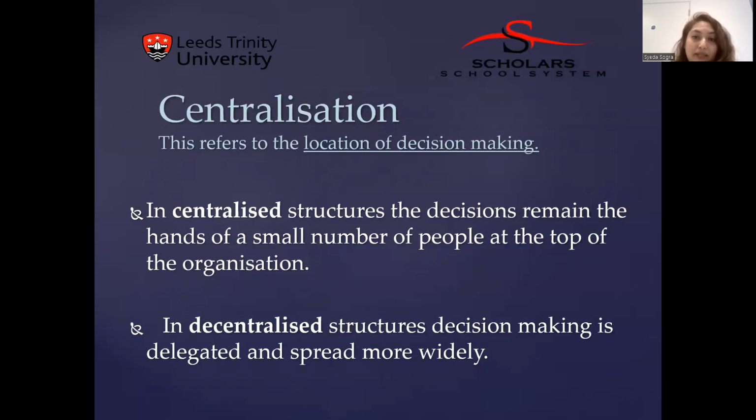In the decision-making process, there are two types. One is centralized, the other one is decentralized. In the centralized decision-making process, the decision remains in the hands of a small number of people at the top of the organization. This usually refers to the higher management of the company. In a decentralized structure, decision-making is delegated and spread more widely.